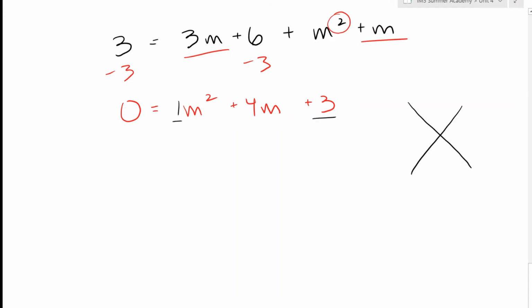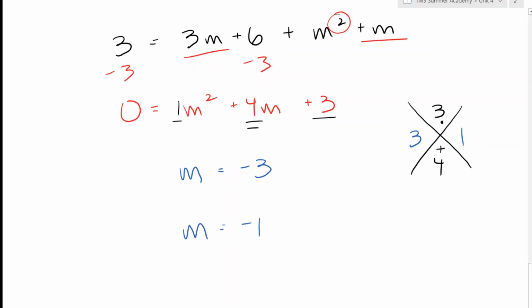Top number is 1 times 3, which is 3. Bottom number is 4. So the two numbers that will multiply to give me 3 and add to give me 4 are 3 and 1. If we want to go directly to our answers, we just flip the signs of these. My first answer is -3. My second answer is -1.